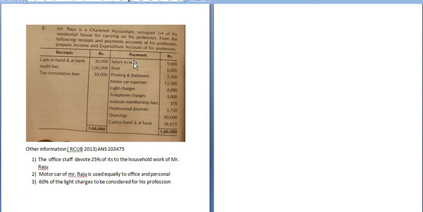But be careful with salary to staff, rent, motor car and lighting charges. There is a little bit of working, you just have to work it out. But your answer should be a surplus of 1,03,475. So take these three problems as homework and work them out.